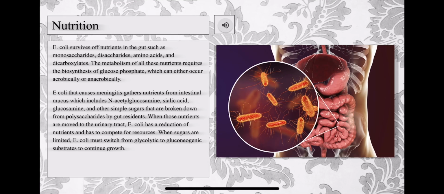E. coli grows and survives in the gut and consumes nutrients such as monosaccharides, disaccharides, amino acids, and dicarboxylates. The metabolism of these nutrients requires biosynthesis of glucose phosphate, which can either occur aerobically or anaerobically. E. coli that causes meningitis gathers nutrients from intestinal mucus, which includes a range of simple sugars that are broken down from polysaccharides by gut residents. When those nutrients are moved to the urinary tract, E. coli has a reduction of nutrients and must compete for resources. When sugars are limited, E. coli can switch from glycolytic to gluconeogenic substrates to continue growth.